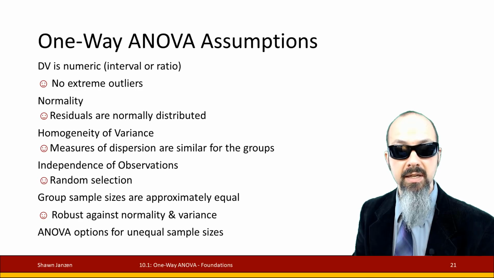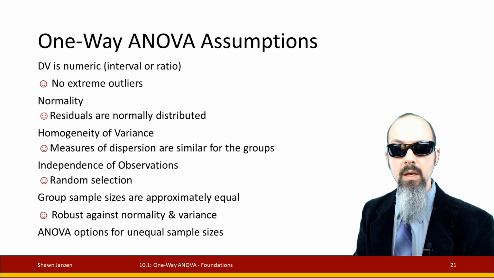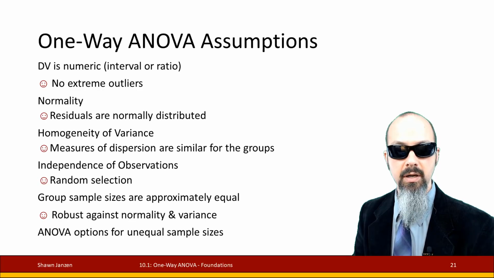We call this robustness, and it's going to protect you against differences you might have in normality and variance, which we'll talk about shortly. And once we have this ANOVA put together, if we start to have compromises on some of these assumptions, we do have some alternatives that we can reach out to.